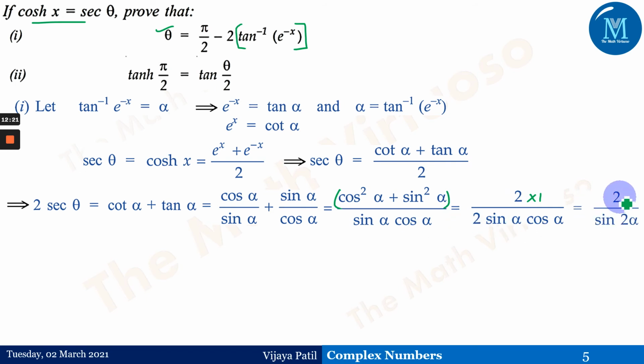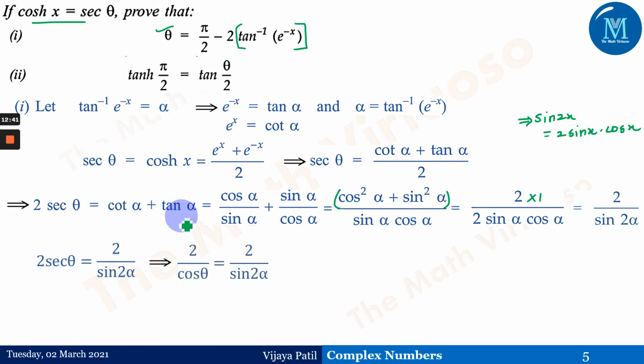That would give us 2 upon sine of 2 alpha, because we know that sine of 2x is equal to 2 times sine of x into cos of x. Again, this is the trigonometric formula we are going to use for the double angle. This is what we have got. We have got 2 times sec of theta is equal to 2 upon sine 2 alpha. That means what? This sec theta we can write as 1 upon cos. So 2 upon cos theta is equal to 2 upon sine of 2 alpha.